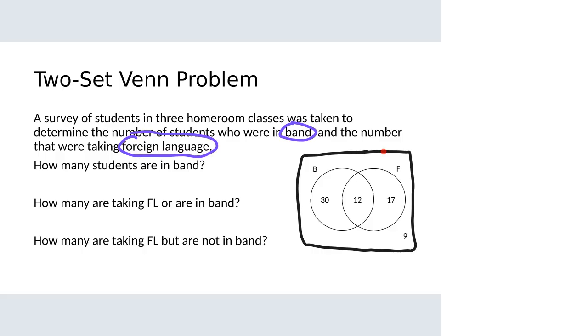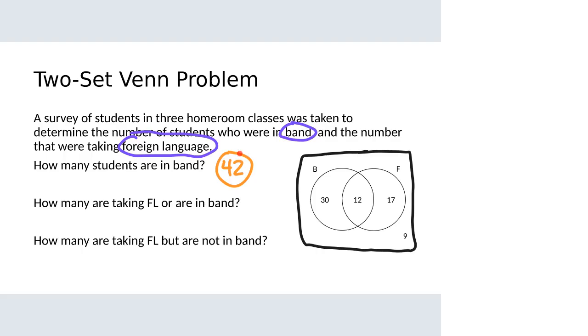Stephen, Joanne, Sean with 42s. I like the 42. I think that's excellent. Don't overthink it. This is the band circle. Anybody that's inside that circle is taking band. Careful, Alondra. Anybody inside the band circle is in the band. So we have a total of 30 plus 12. We have 42 people that are in the band.